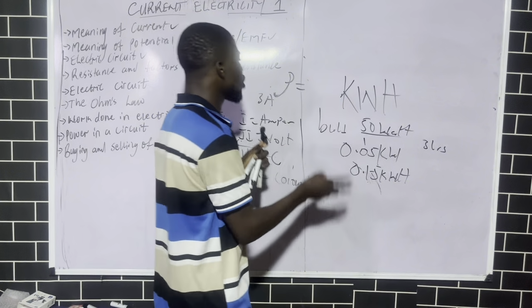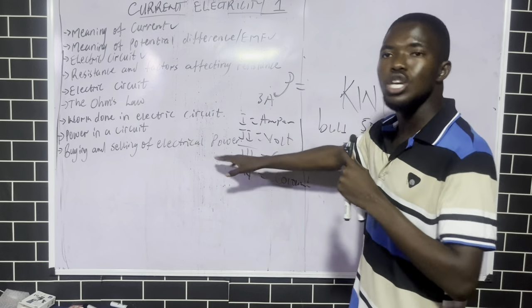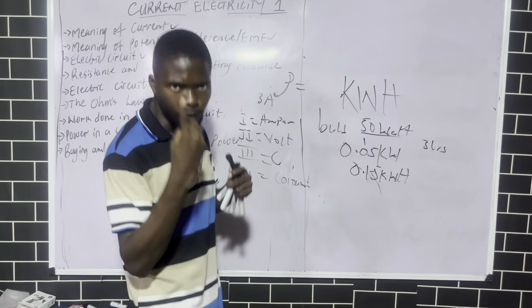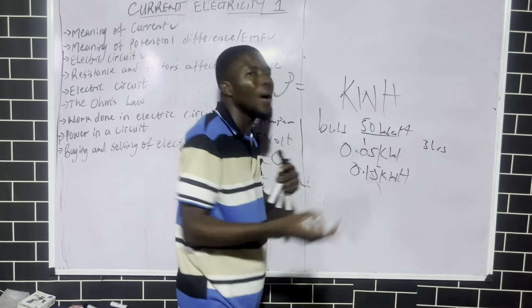So how do we solve questions on buying electricity? Simply know the total power your appliances are using first. Secondly, how many hours did you use it?